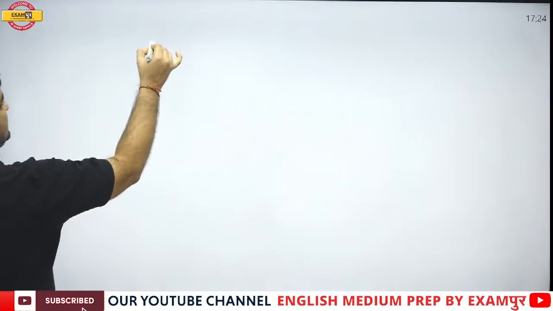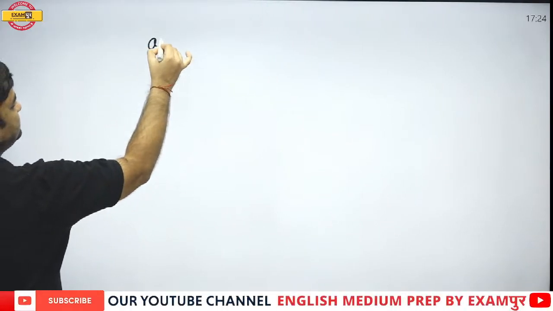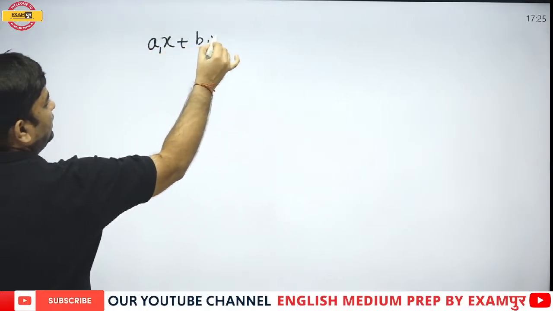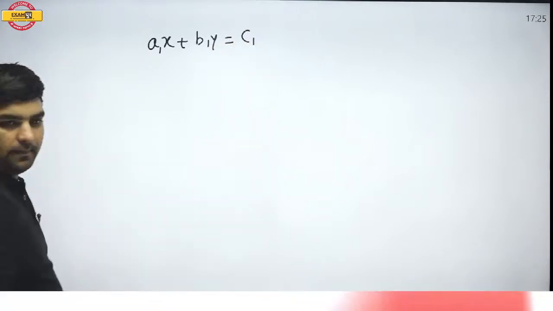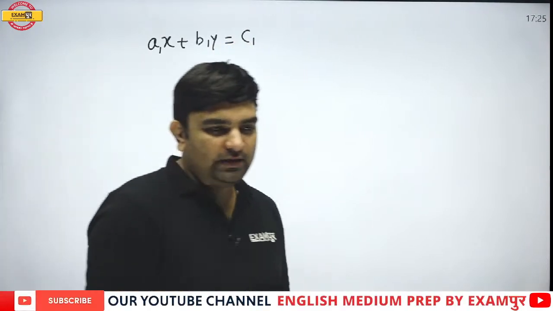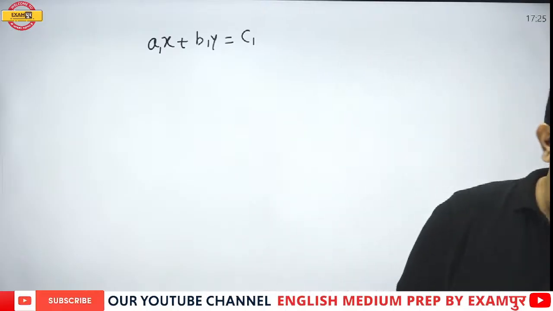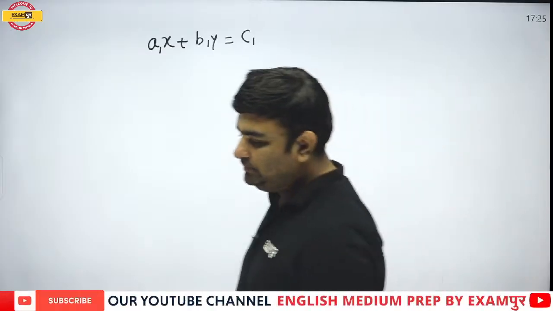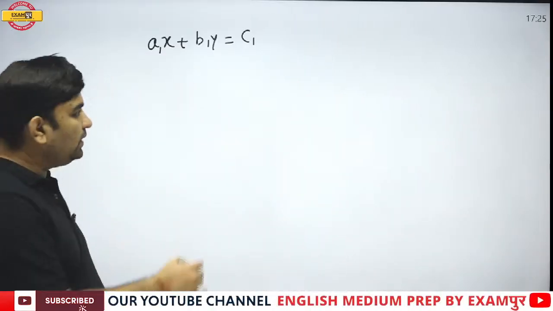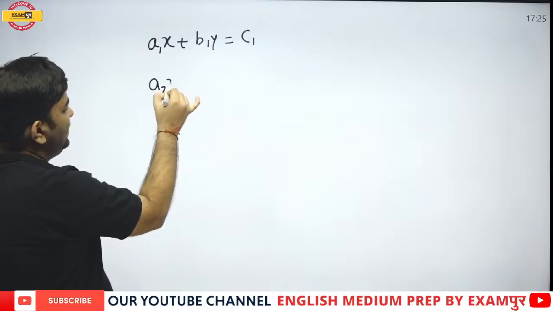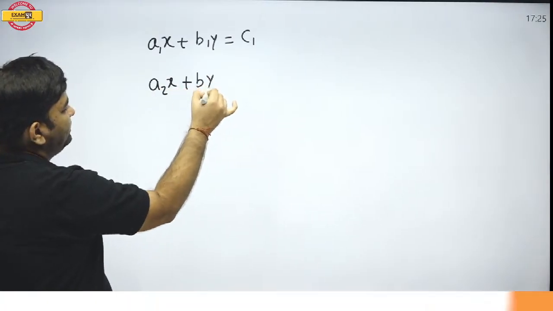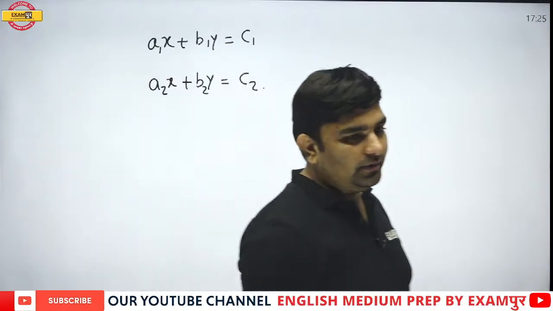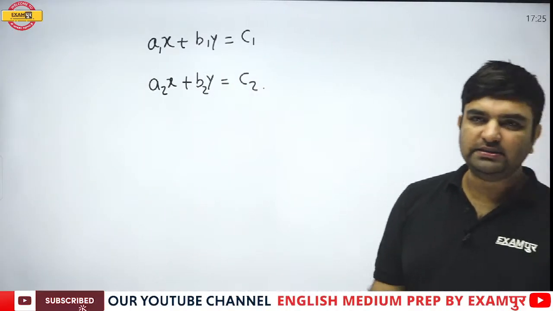Bacha, let's suppose the lines are a1x plus b1y is equal to c1. Obviously, it is a straight line, and the way of representing a straight line is ax plus by is equal to c. And another straight line is a2x plus b2y is equal to c2.